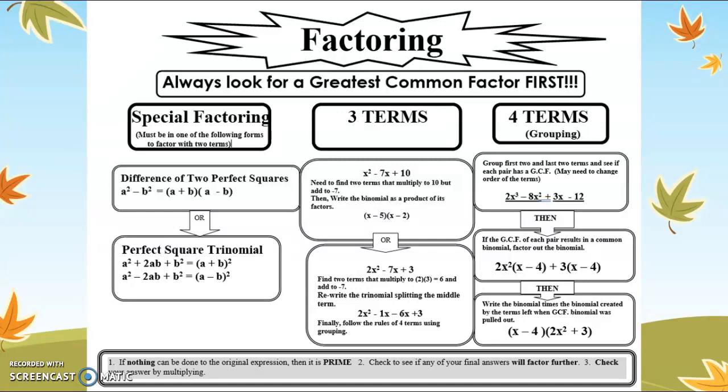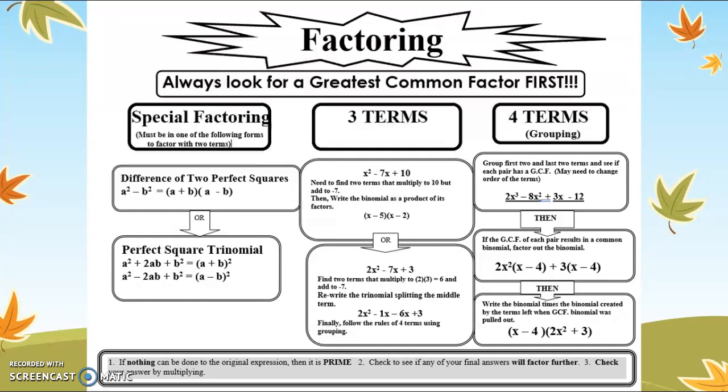The very first thing we look for is if there's a greatest common factor. So we ask, is there a GCF first? That's the very first thing that we do. Then we identify, well, how many terms do we have? Could I possibly use a special factoring technique if I have a difference of perfect squares? Or perhaps if I have 3 terms, is it a perfect square trinomial? If not, what does it look like? Is there a number in front of x squared? Is there not a number in front of x squared? And then finally, we learned 4 terms, we use grouping.